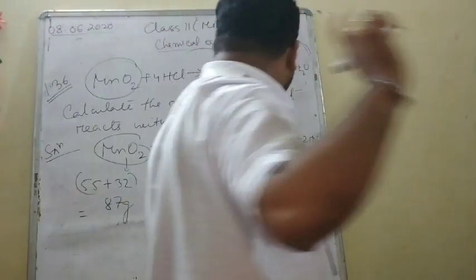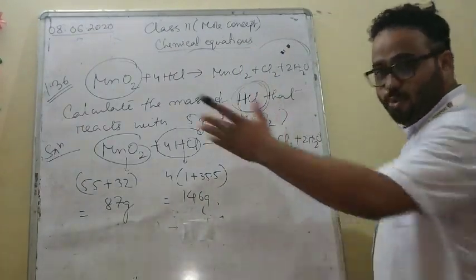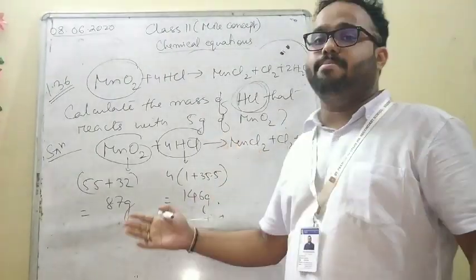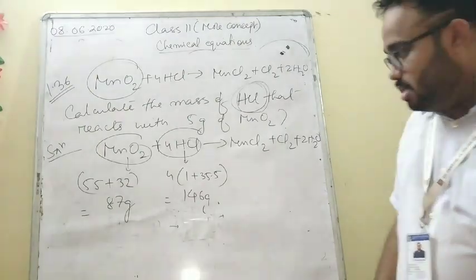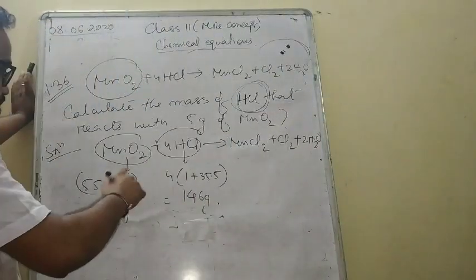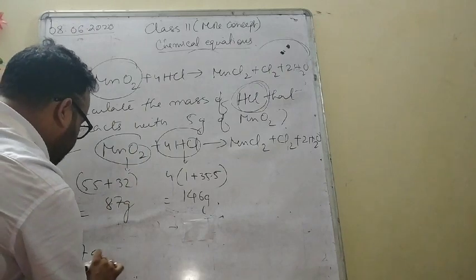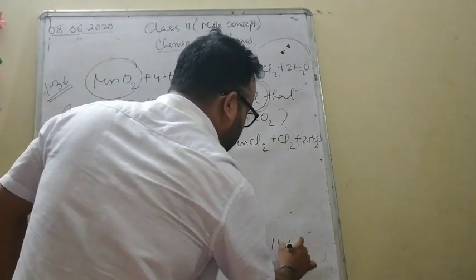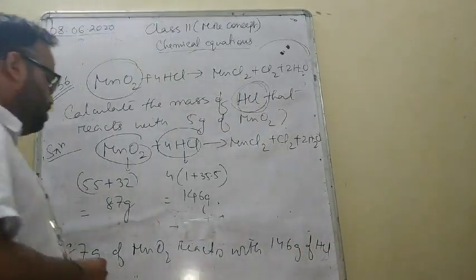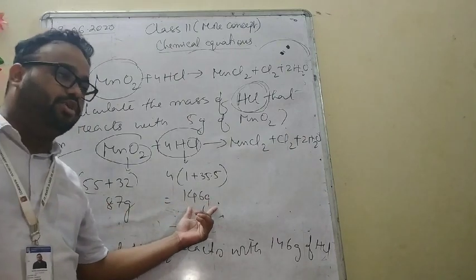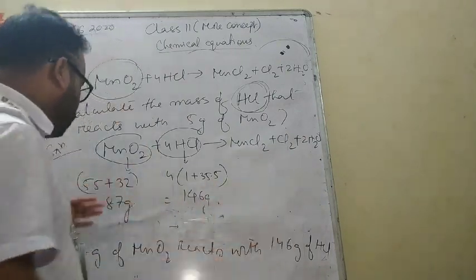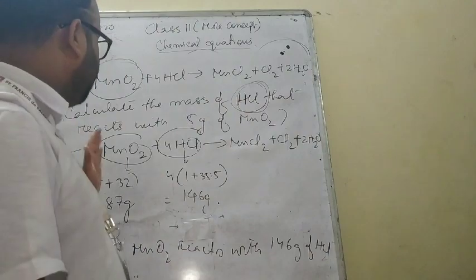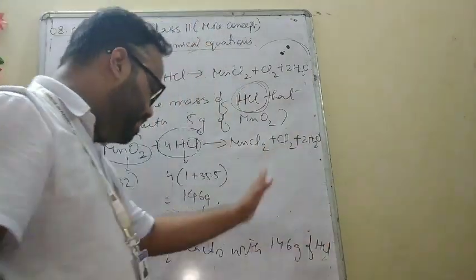Now whose mass do you need to find out? You need to find out the mass of HCl. So when you write the statement, HCl should come on the right hand side, which means 87 gram of manganese dioxide reacts with 146 gram of HCl. Therefore 1 gram of manganese dioxide will react with 146 by 87. Therefore 5 gram of manganese dioxide will react with 146 divided by 87 into 5.